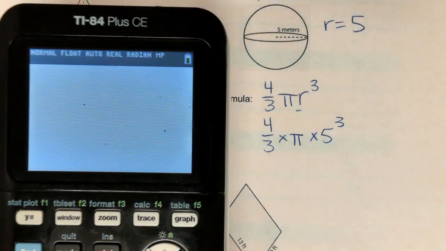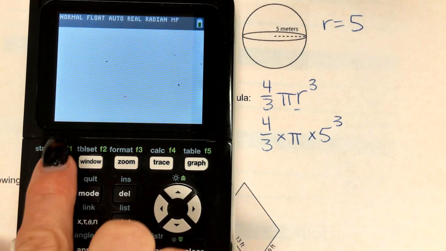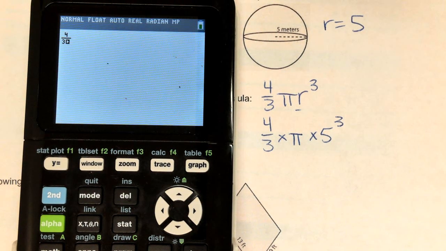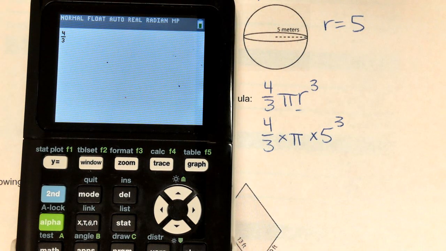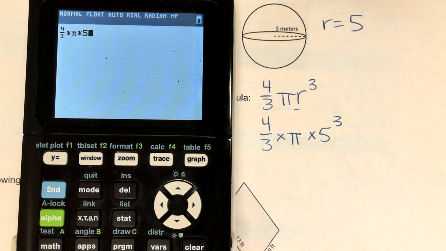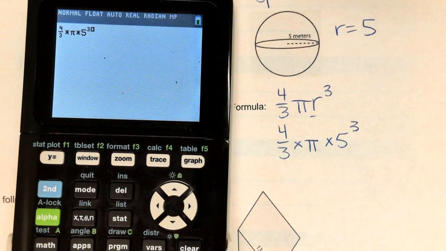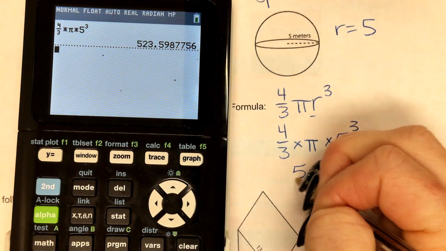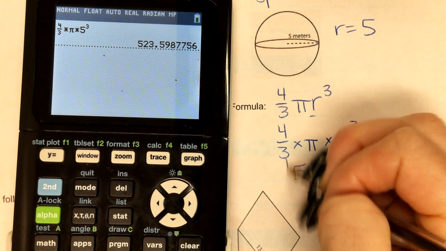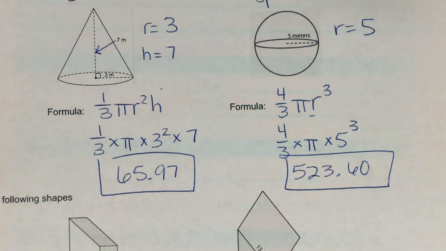Okay, for those of you struggling with the calculator, again, to put in a fraction, I hit the green button, alpha, then y equals, and choose option 1. Put in 4, tab over 3, tab out, times pi, so second pi, times 5, and I must use this button to get up to the third power. And that's my answer. 523 point, if I round, it would be 0.60. If you put 59, that's perfectly fine, because this would be a multiple choice question. So you would pick the closest answer.